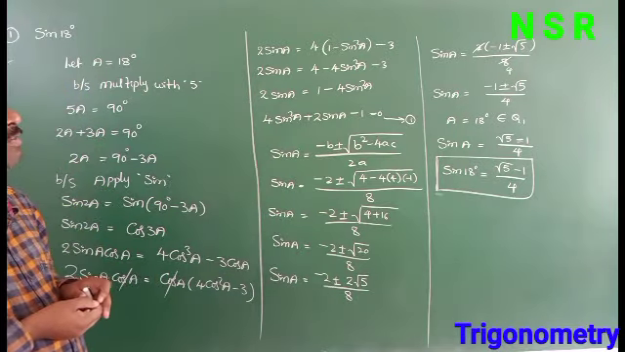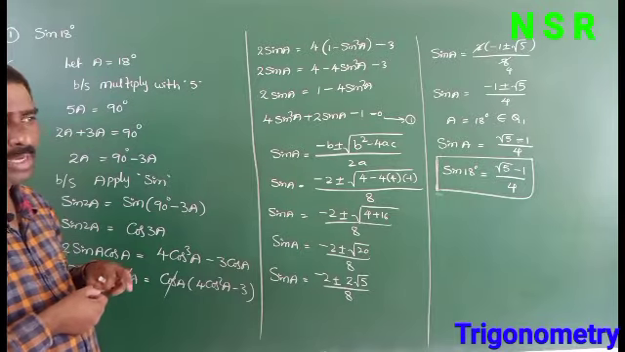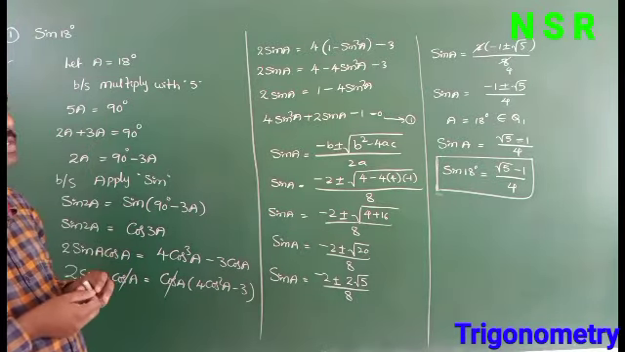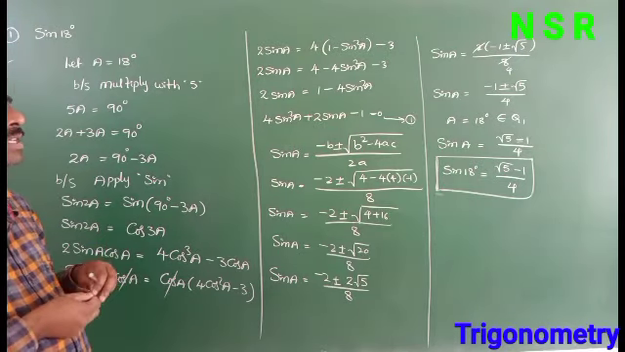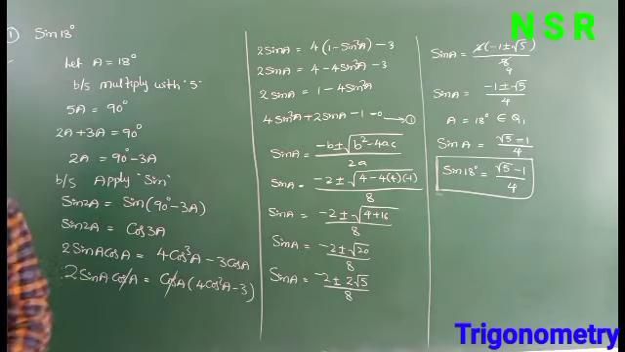We get the sin a value in two terms, meaning two values, plus or minus: plus root 5 and minus root 5. But a value is 18, it belongs to Q1, and in the first quadrant all are positive. So that's why sin a is positive. So the sin a value is equal to root 5 minus 1 by 4.